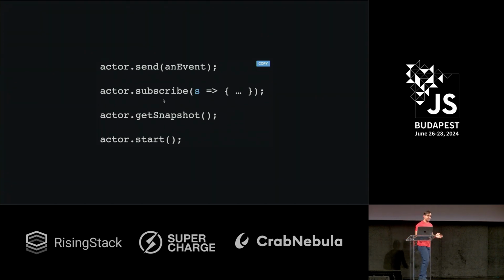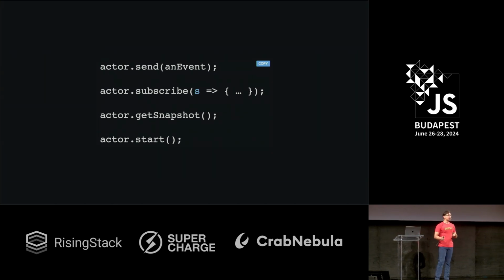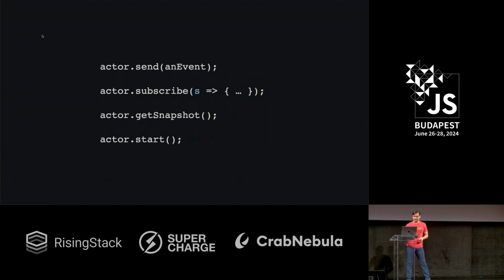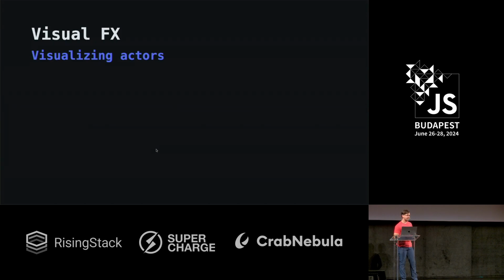So that's a lot to say, but the basic interface of an actor in XState is just these 4 methods. We have a way to send events. We have a way to subscribe to the actor. We have a way to get the actor's snapshot, which is basically a cached version of this. It creates an implicit subscription, so we could see what was the last state the actor had. And of course, we have a way to start the actor.